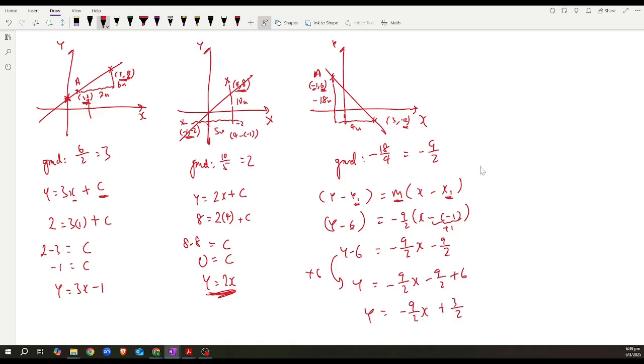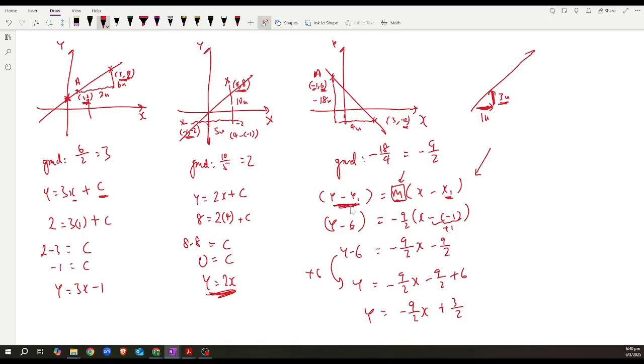Okay, so the intuition behind this is, remember, m represents the gradient. The gradient tells you how steep a line is. In other words, for every unit of horizontal distance, how much vertical distance does your line increase by? So let's say it's 3 units. So you can say that your line increases vertically by 3 units for every 1 unit of horizontal distance. So you see how that captures the idea of the steepness of a line.